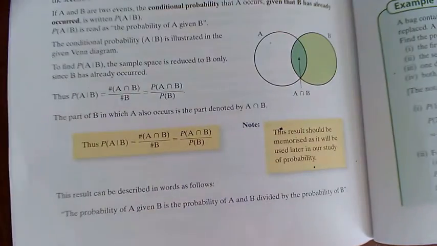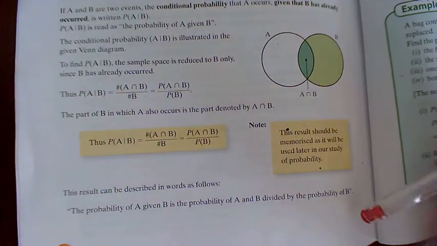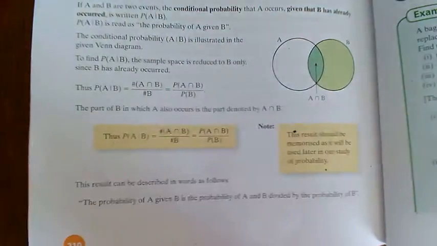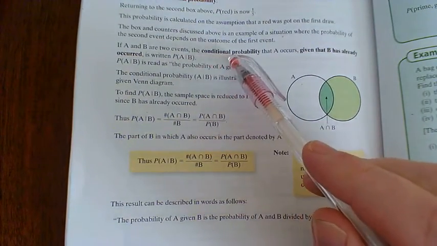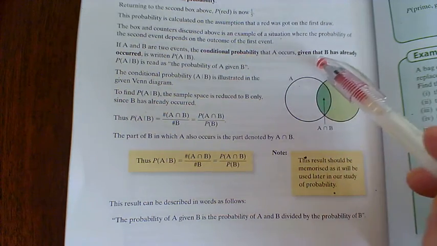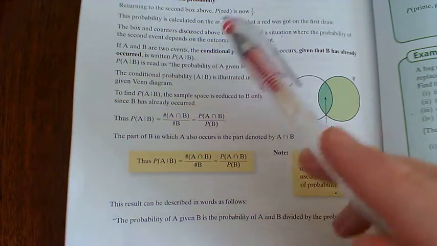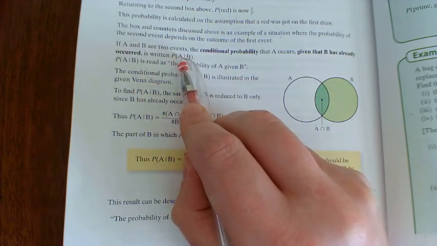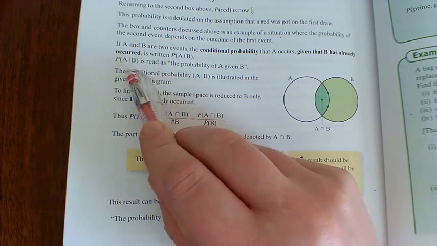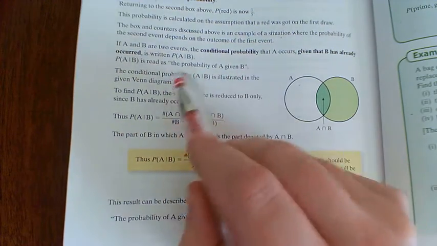Okay, on page 210, the last day we're doing conditional probability, and we stopped here. I'm just going to read through this and explain what this means. If A and B are two events, the conditional probability that A occurs given B has already occurred is written like this. This means what's the probability of A given B? If it was written the other way around, it would be B given A. So it's read as the probability of A given B.